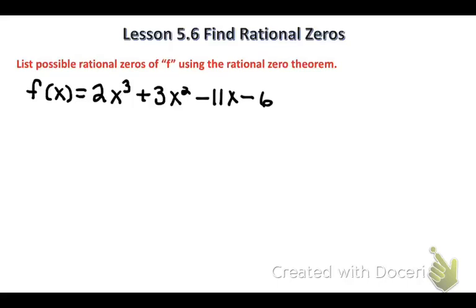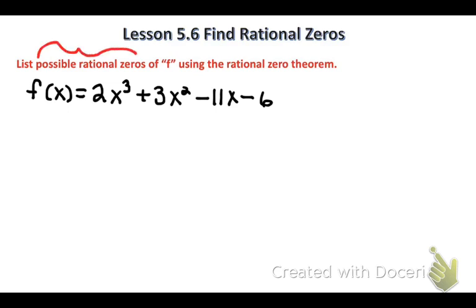Lesson 5.6, find rational zeros. We've used factoring and graphing, quadratic formula, etc. to solve various polynomials. But sometimes we can't easily factor a longer polynomial. So in this lesson, we're going to use a different method. And it starts off by saying, find the possible rational zeros.